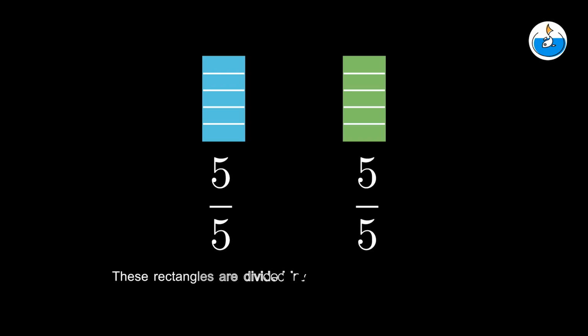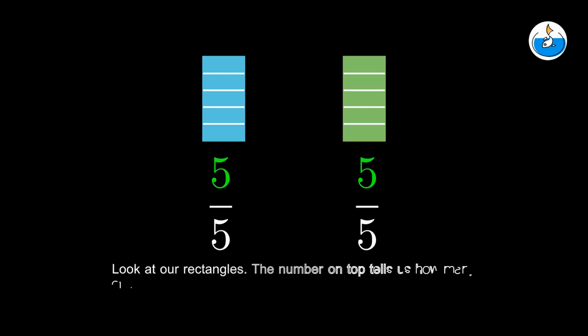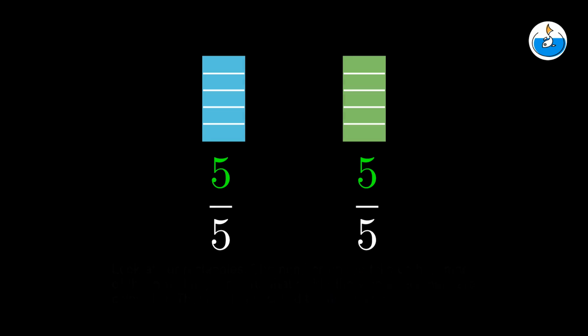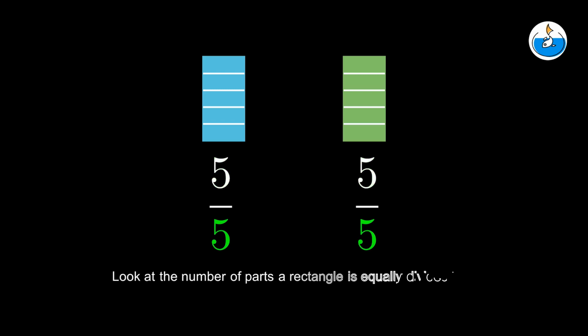These rectangles are divided into 5 equal parts to represent the fractions as shown. Look at our rectangles. The number on top tells us how many of these rectangular parts that divide the whole rectangle are colored in. That number is called the numerator. Look at the number of parts a rectangle is equally divided into. That number is on the bottom and it is called the denominator.